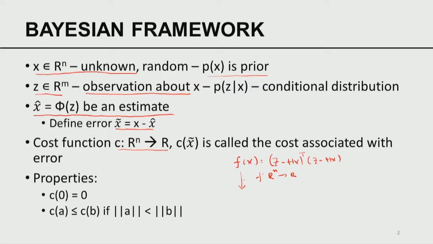I am simply trying to define a function that captures the cost associated with the error. Therefore, to be consistent with what can be done, we would like to impose conditions which are as follows. If the error is 0, the cost is 0. That makes a lot of sense. Much like in f of x, if z is equal to h of x, f of x is 0.